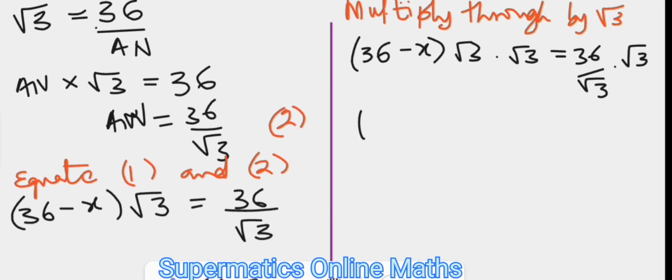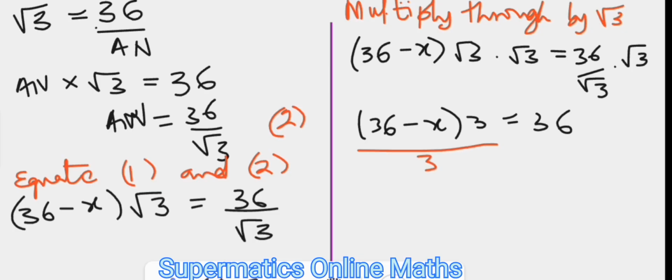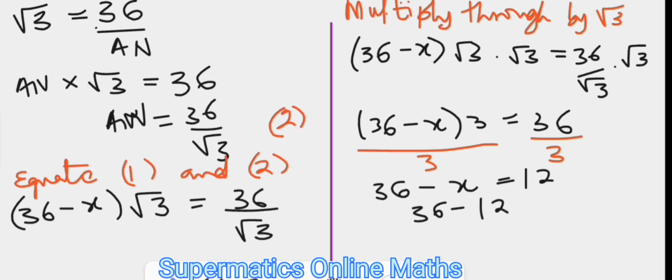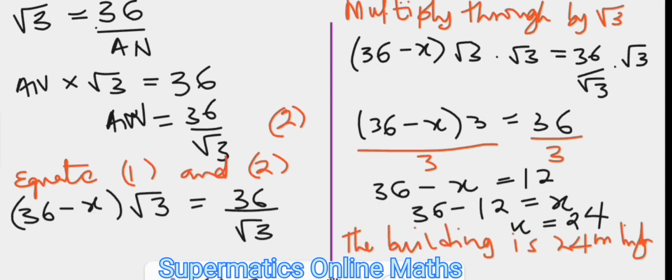So that we're going to have on the left (36 minus x) times 3, that's the product of root 3 and root 3. And on the right, we're going to have 36 as root 3 cancel out. The next is to divide both sides by 3. This means that 36 minus x is equal to 12. And 36 minus 12 is going to be x. And x is definitely 24. And this suggests that the building is 24 meters high.